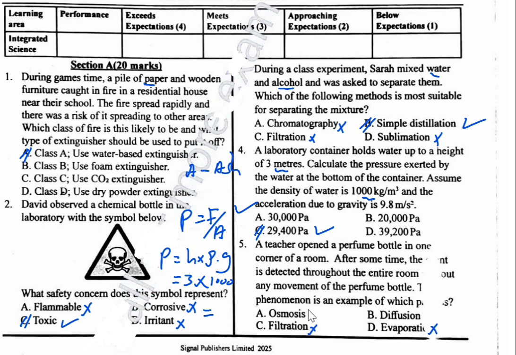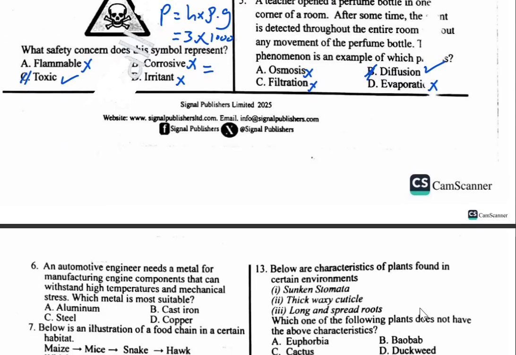So to start with, know that it is not filtration, and also it is not evaporation. Osmosis is basically movement of water molecules, and here we have movement of the scent. The scent is not water, and therefore osmosis is wrong. The correct option is B. Diffusion is the movement of particles from a region of high concentration to a region of low concentration. We continue to question number 6.